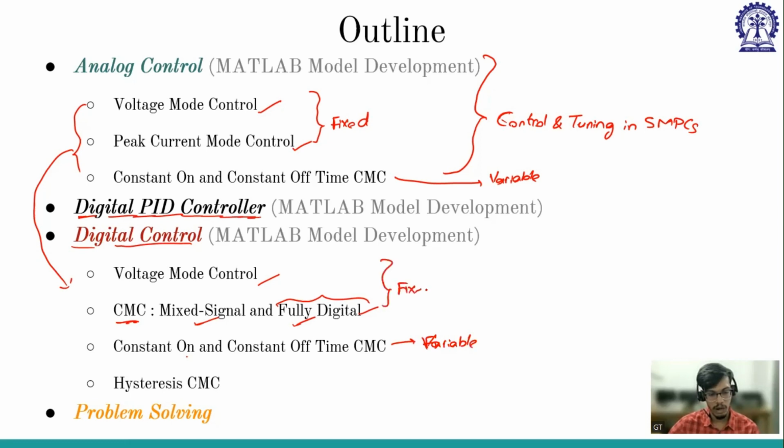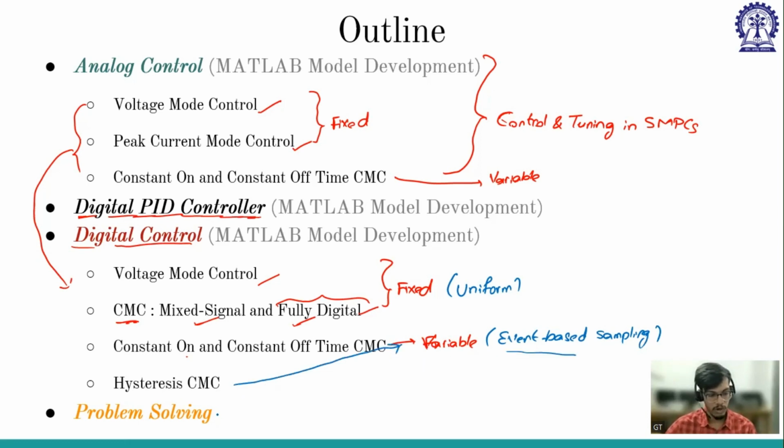Now, as we are moving into digital control, the question will come whether it is uniform sampling or event-based sampling. This is uniform sampling, and this is event-based sampling. There are blocks that can be used for sampling. How we are using them for event and for uniform, I'll be discussing in MATLAB. And then hysteresis. This also comes under variable frequency, and for this also we'll be using event-based sampling. And then we'll solve a few problems on MATLAB. So this will be at the end.